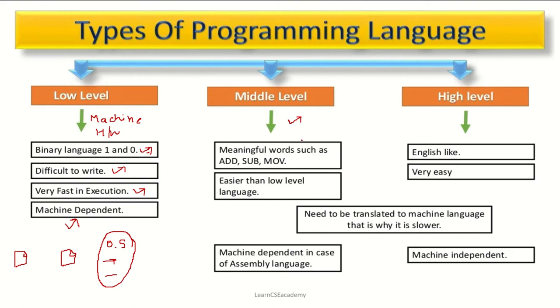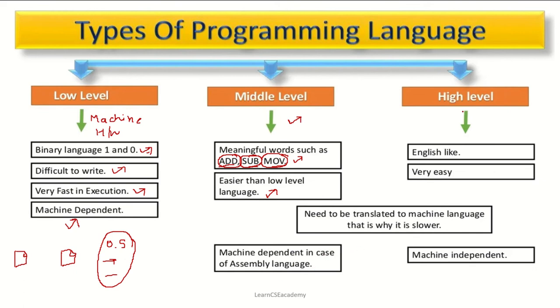Moving on, what is a middle level language? A middle level language is a mnemonic code, which is called the assembly level language. The mnemonic codes are, for example, add, sub and mov. The full form of add is addition, the full form of sub is subtraction, and mov stands for move. These are the commands written in mnemonic form. It is easier than the low level language, because we can easily interpret what these commands mean, since they are in short form. It is machine dependent in the case of assembly language, which we will understand later on.